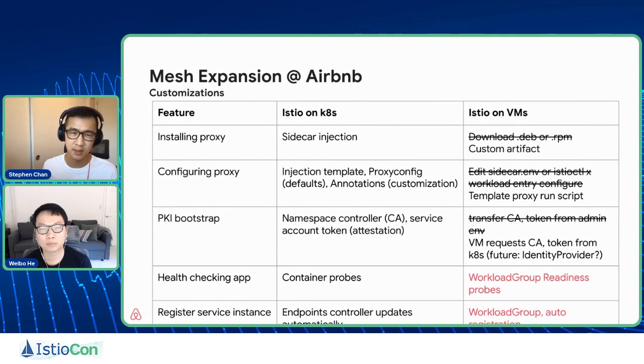For PKI bootstrapping, istioctl x workload entry configure also provides a token and a CA, but it's up to users to transfer them to the VM that they will be used on. We built some internal tooling which runs on each VM instance and regularly fetches the CA and token directly from Kubernetes. Finally, we directly use workload group readiness probes and auto-registration.